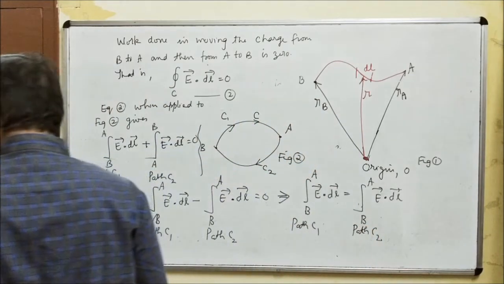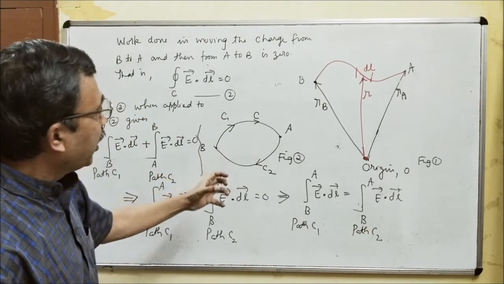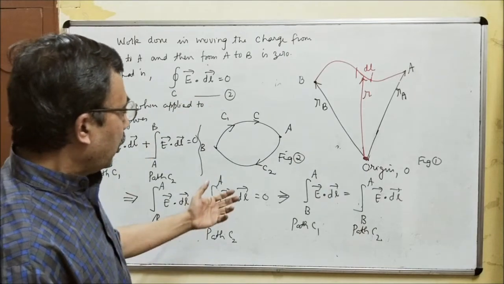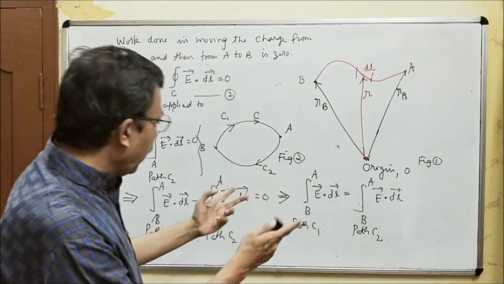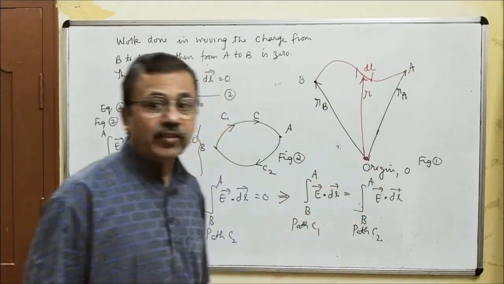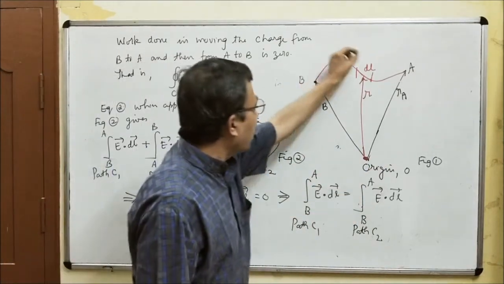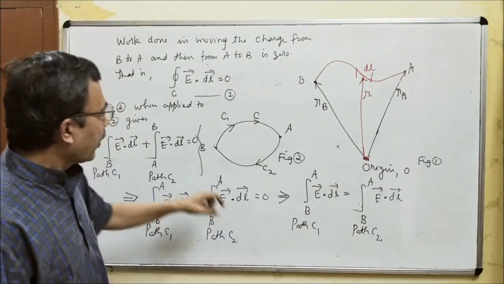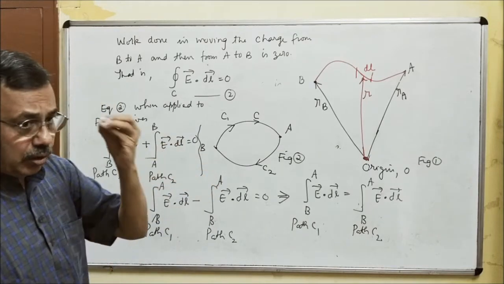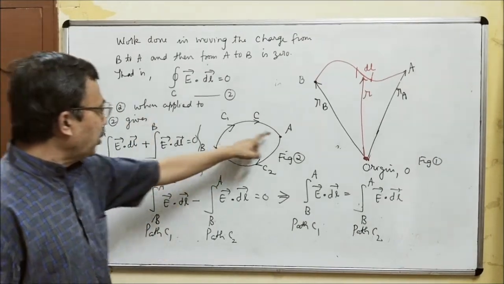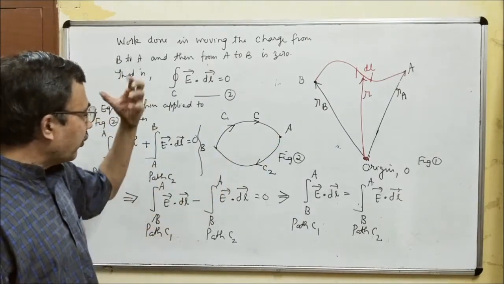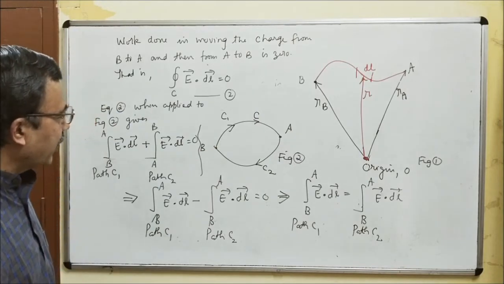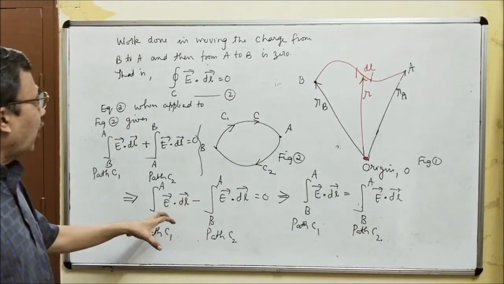What does this equation mean? This equation means work done in moving a positive charge, unit positive charge you can say, from B to A along two different paths, C1 and C2, will give identical result. So the shape of the curve connecting B and A is not important for us. This is what this means. Work done in moving a positive unit charge from B to A is same as moving the same charge along a different contour C2. That's what it means. Okay. This is the significance of this equation.